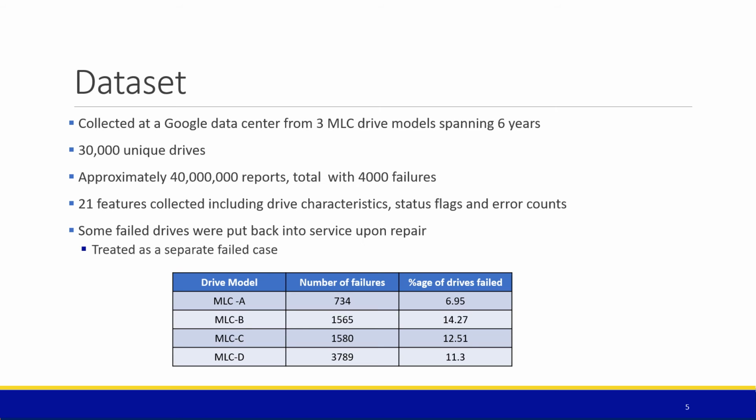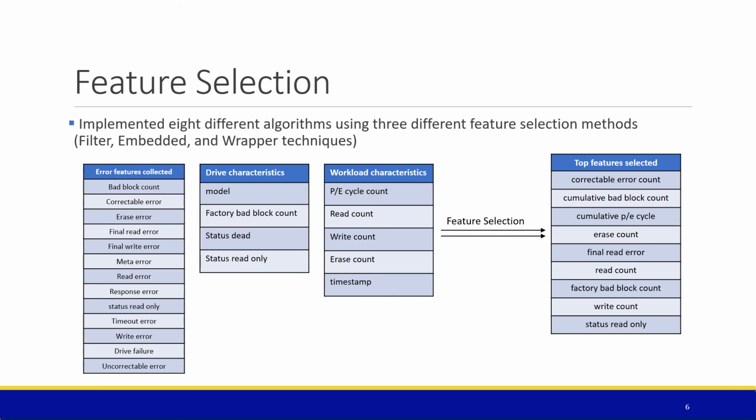Now, the dataset we looked at contained 30,000 unique drives collected from Google's data centers spanning 6 years. It contained around 40 million reports with 4,000 failures, and some of the failures were put back into production after repair, which we treated as a failed case. In total, there were 21 features collected, which included drive characteristics, status flags, and error counts.